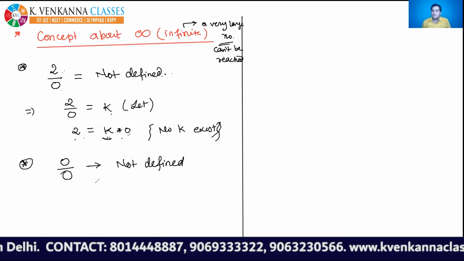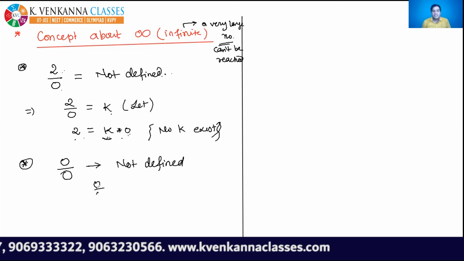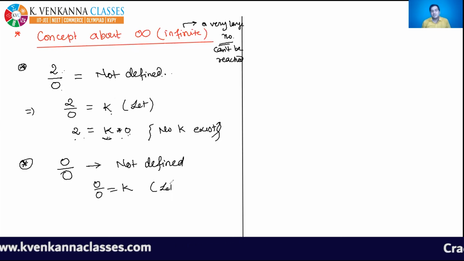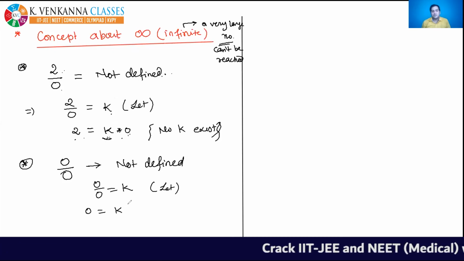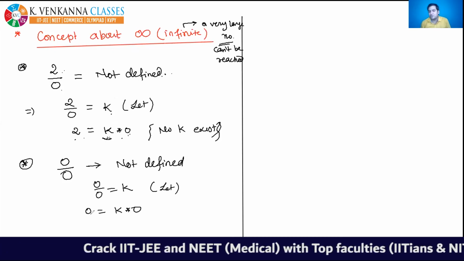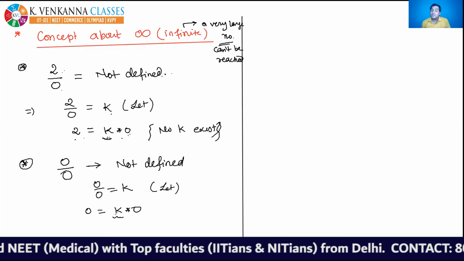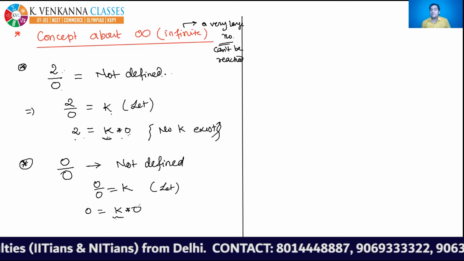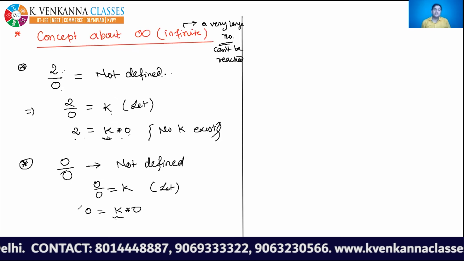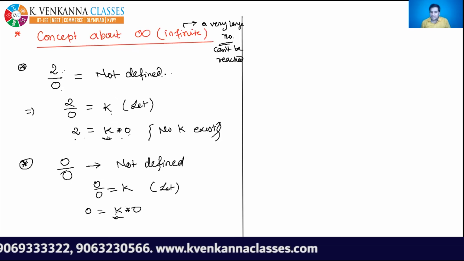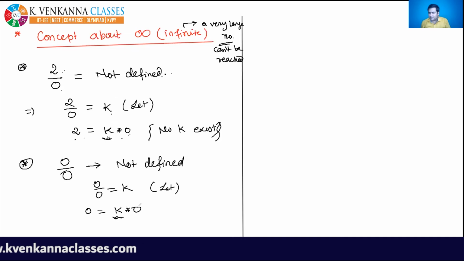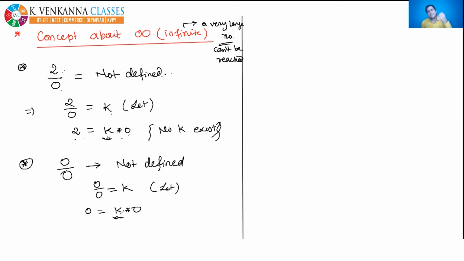If you want an explanation of this, again I can give you the explanation in the same way. If suppose someone says that it is defined, let it be equal to k. So 0 is equal to, by cross multiplication, k into 0. Now can you tell me any fixed value of k to which I multiply by 0, then I am getting 0? No, there is no fixed value. You can say k can be any real number. So the value of 0 by 0 is not fixed. It can take many values, but no fixed value. That's why it is not defined.